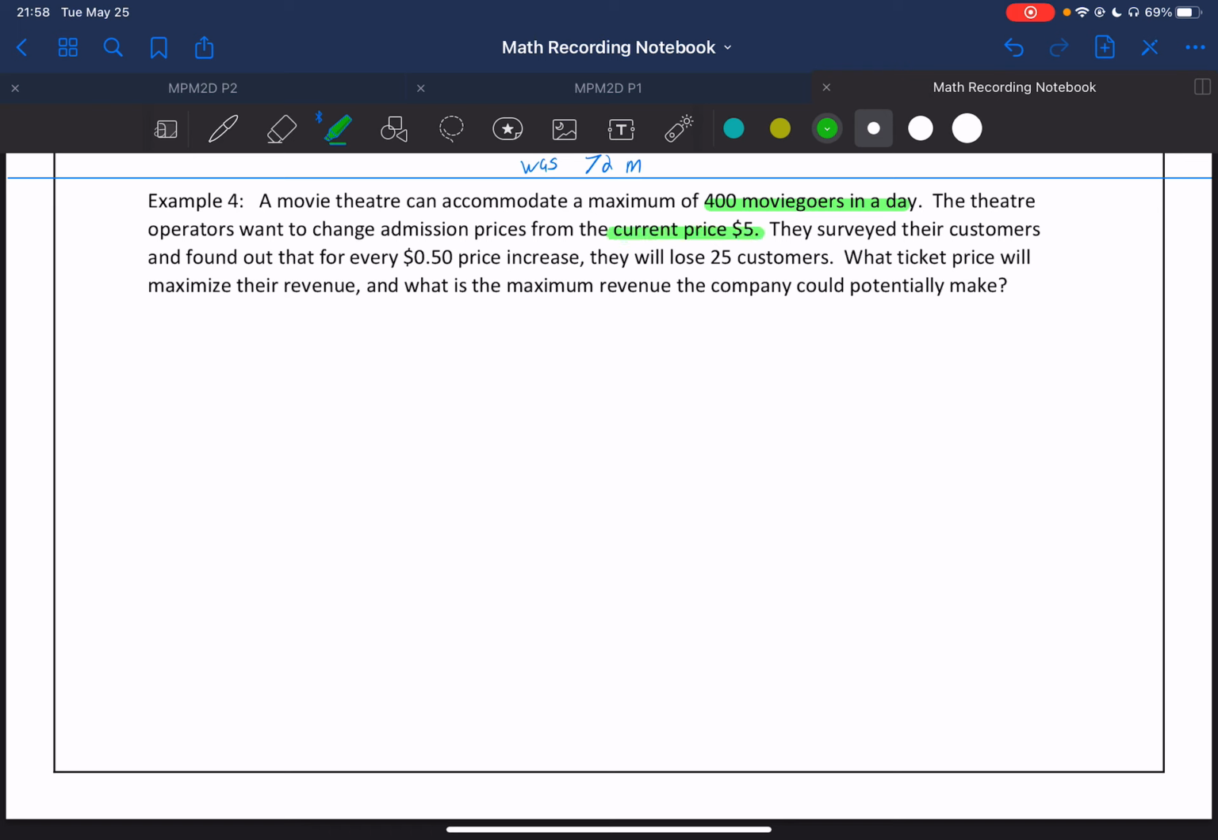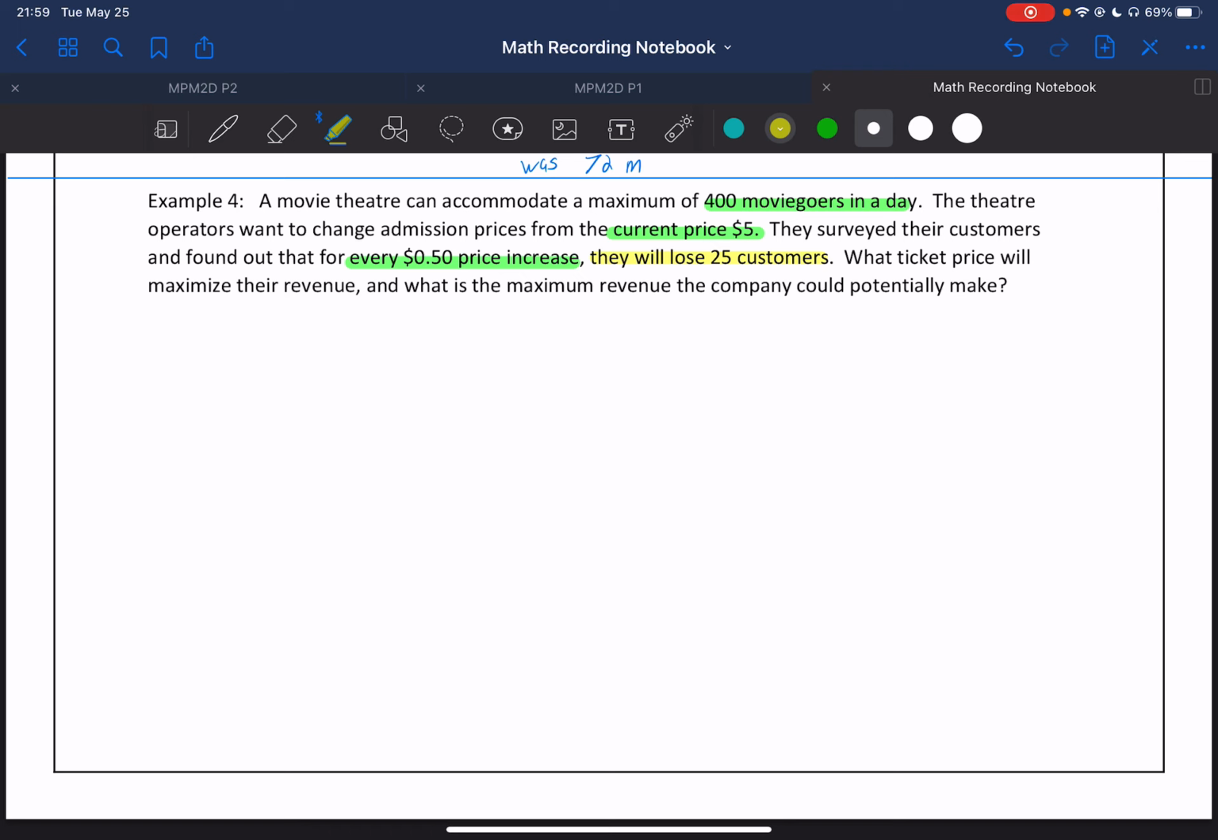They surveyed their customers and found out that for every 50-cent price increase, they're going to lose 25 customers. So this is really important. Every time they increase the price by 50 cents, they're going to lose 25 customers. They're going to be like, nah, too expensive, not going.